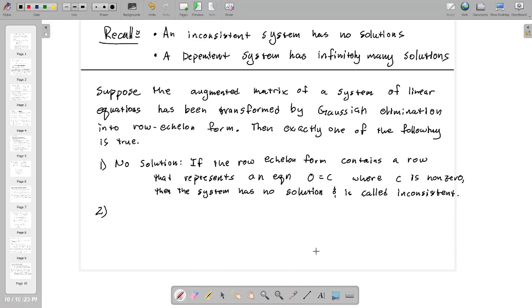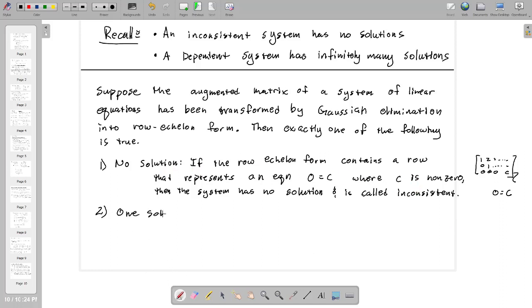This will generally be something that looks like this, where you have 1, 2, 3, whatever, 0, 1, everything, and then you have a row of zeros, and the very last element is a non-zero number. So you have 0, 0, 0, C, essentially. Now this row will correlate to an equation 0x plus 0y plus 0z is equal to some non-zero number, which obviously is not true. You cannot have zeros equal to a non-zero number. So there would be no solution in this case.